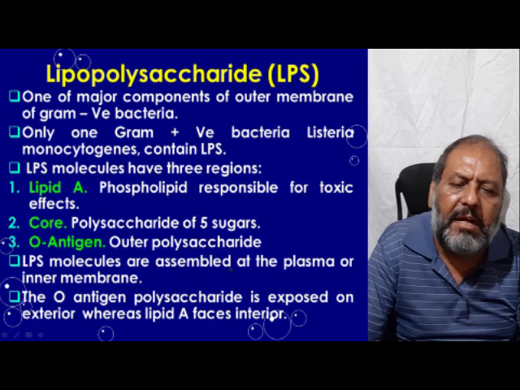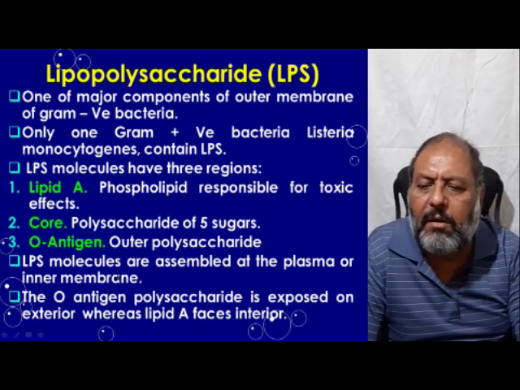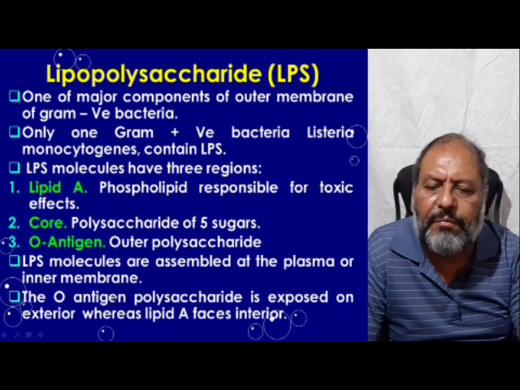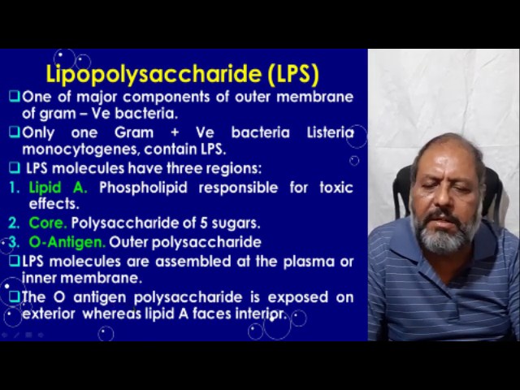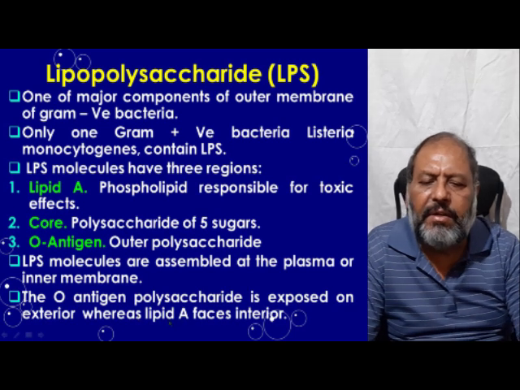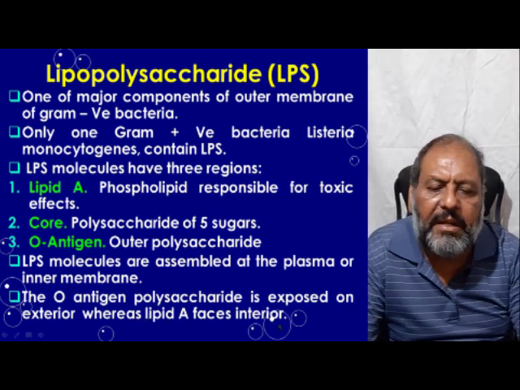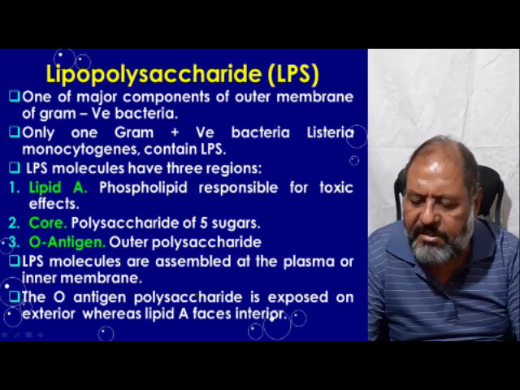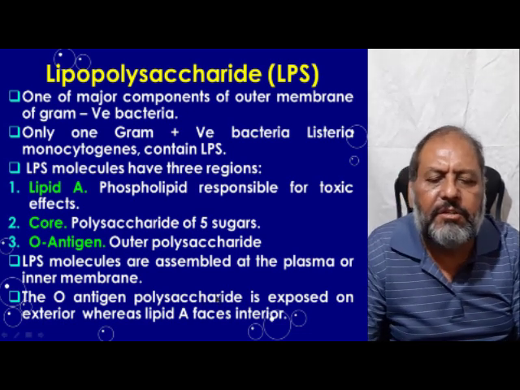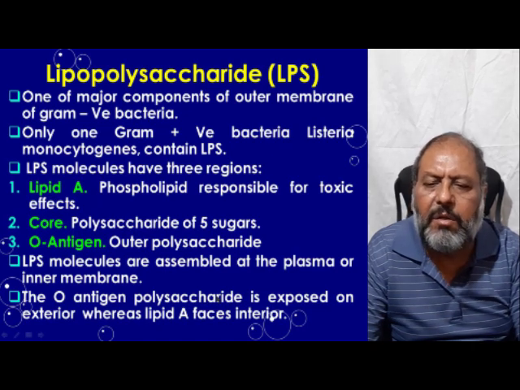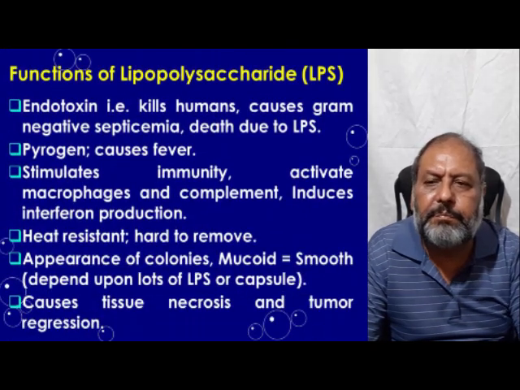LPS molecules are assembled at the plasma or the inner membrane, and the O antigen of this polysaccharide is exposed on the exterior, while the lipid A faces inside. This is why the antigenic variation is seen in the case of gram-negative bacteria, because of the O antigen.